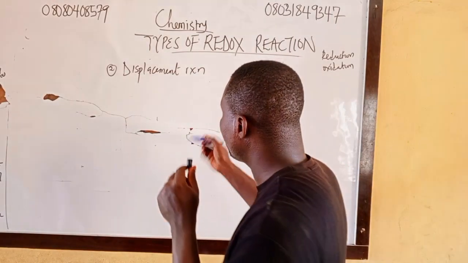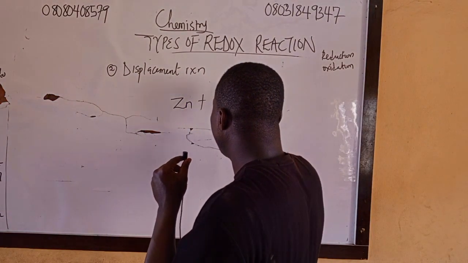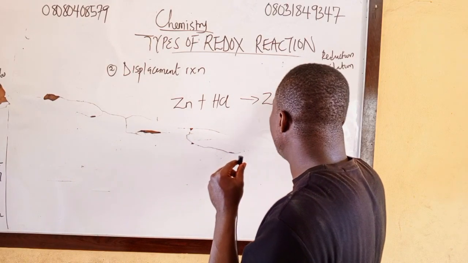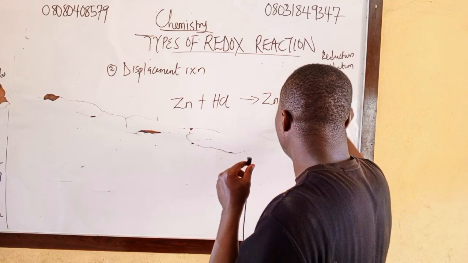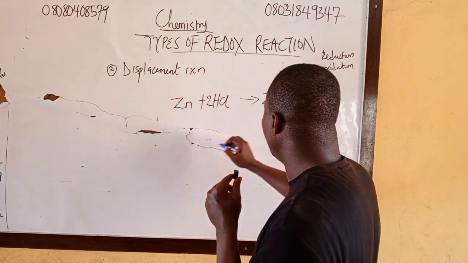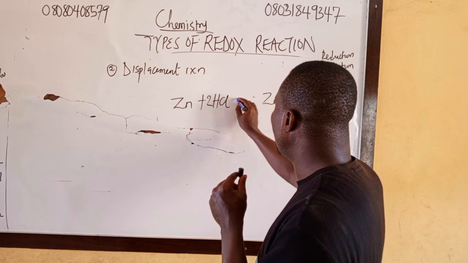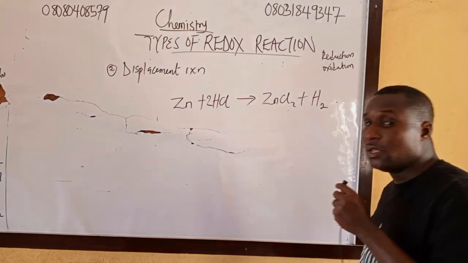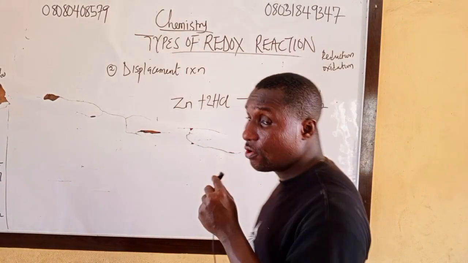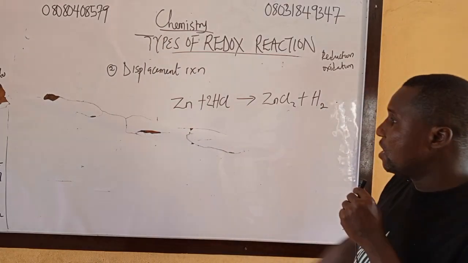When you have zinc plus HCl to give zinc chloride plus hydrogen gas, look at this balanced equation. The equation is balanced. When you have zinc plus HCl to give you zinc chloride and hydrogen gas, this is what? Displacement reaction.